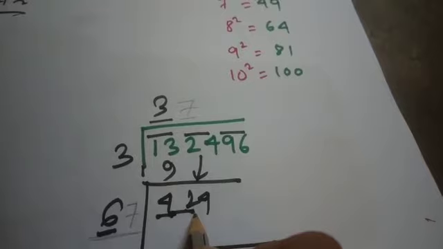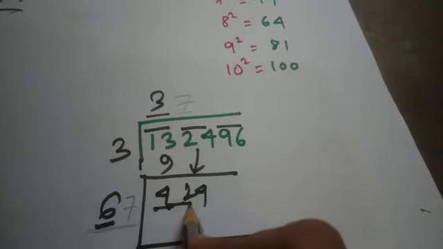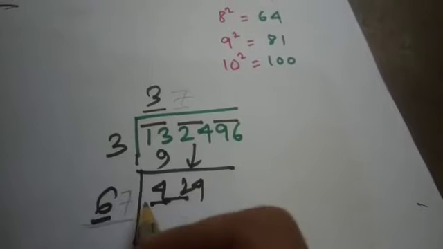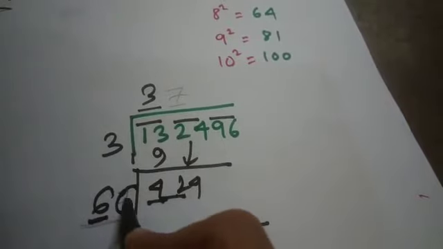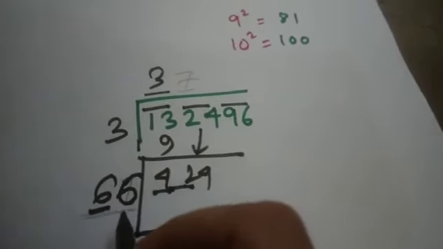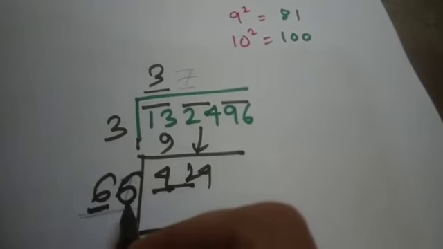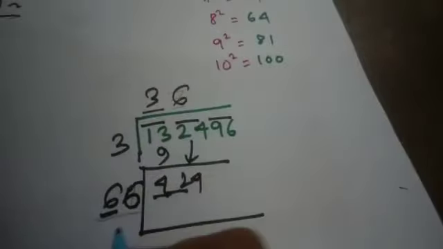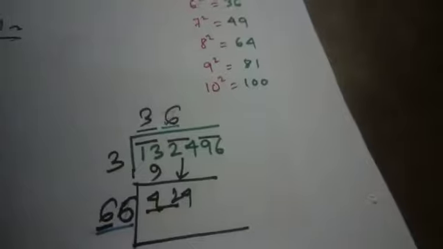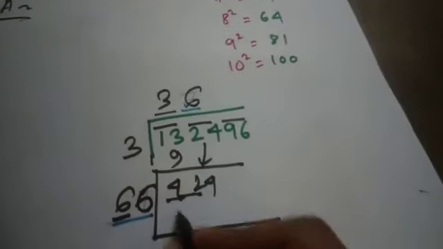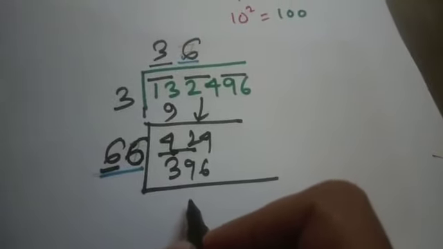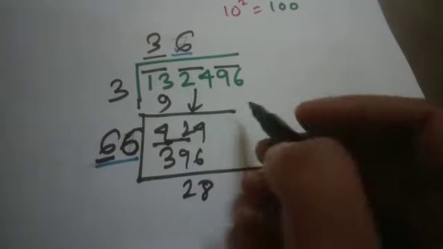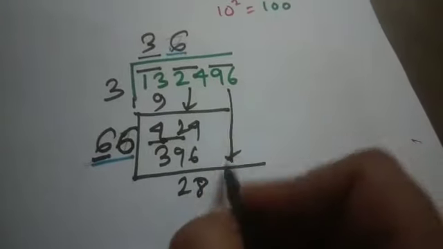So 469 is greater than 424. We have to take the smaller number. So here we write 6. Since 6 is less than 7, here we write 6, and here also 6. And same process, 66 into 6, which is 396, and subtract 424 minus 396, which is 28, and again we bring down the next pair, the number is 96.